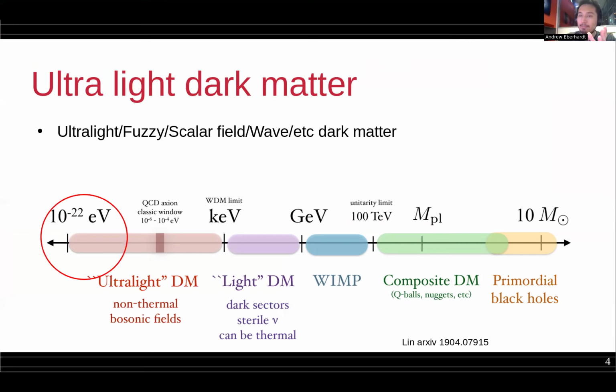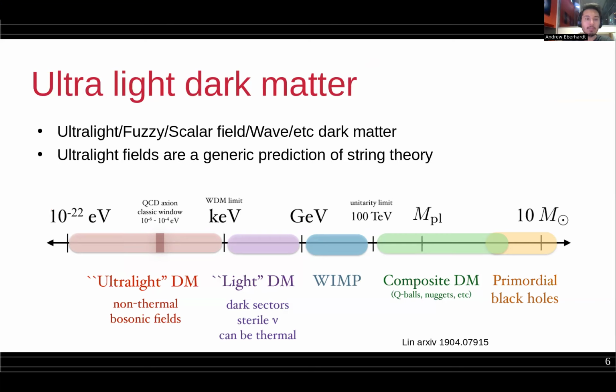And what we mean by them is the lowest mass end of this mass parameter space for dark matter. So anything in the range of 10 to the minus 22 to 10 to the minus 19 electron volts. The interesting thing about this range is that it has implications for cosmology and astrophysics and structure formation specifically. So ultralight fields are a generic prediction of string theory.